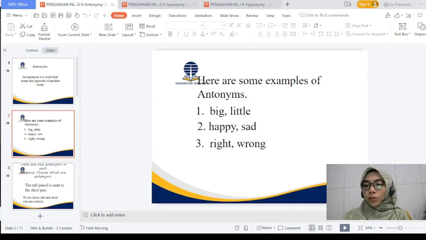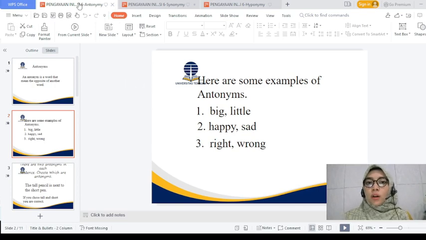Well, to make it short, I would like to introduce the material that we are going to discuss today. We have two materials that we are going to discuss. The first one is kinds of word relations: synonyms, antonyms, and hyponyms. And the other one is kinds of affixes.